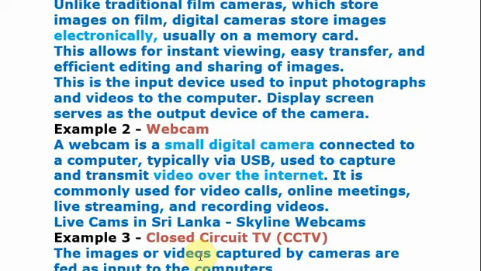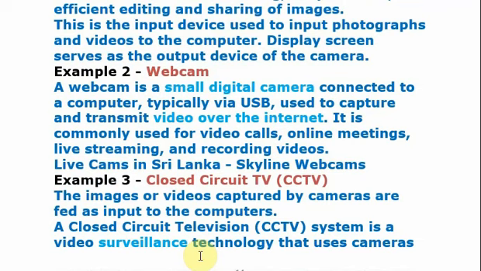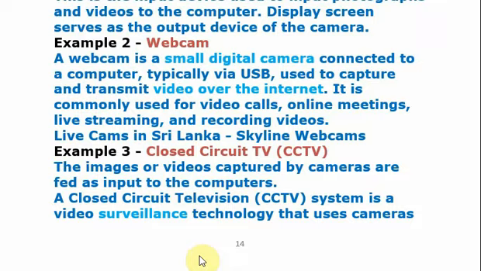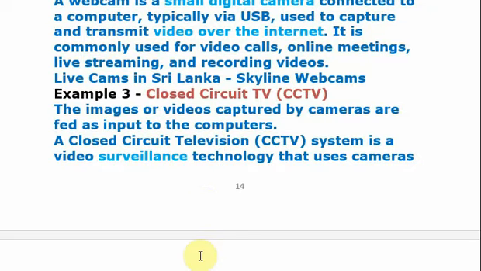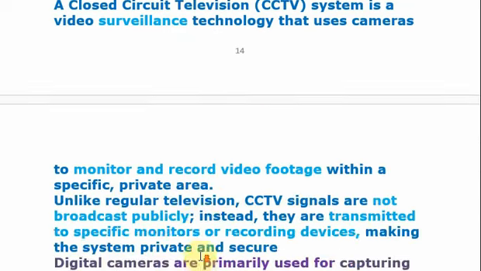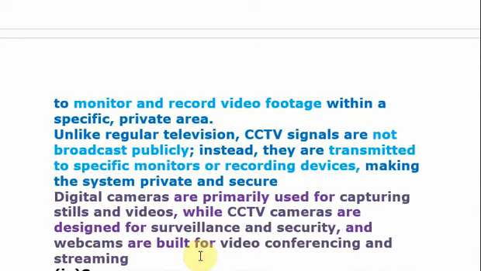The purpose of a webcam is specially for video over the internet. CCTV is specially for security, right? It is surveillance technology that uses cameras specifically for security, to monitor and record video footage. Now the purpose should be clear, right? All these are cameras. Where and when these cameras will be used, this part should be very clear.